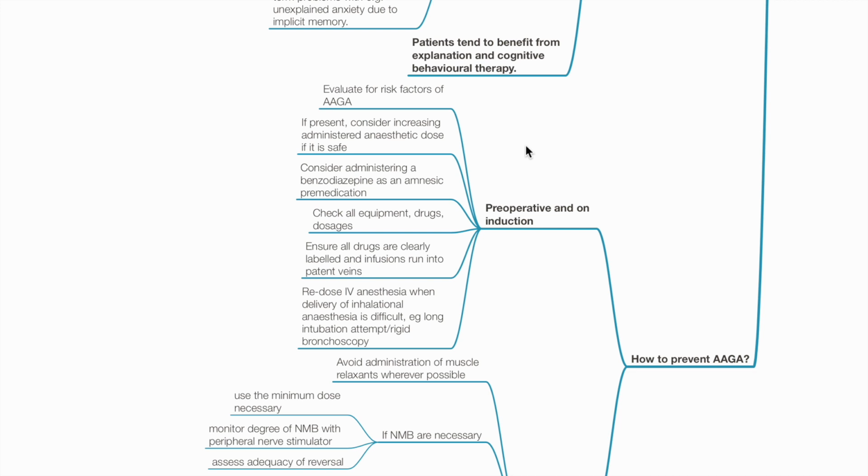Check that equipment, drugs, and dosages are functioning as intended and used as intended. Ensure all drugs are clearly labeled and infusions run into patent veins. Redose IV anesthetics when delivery of inhalational anesthesia is difficult, for example during a long difficult intubation process or rigid bronchoscopy.